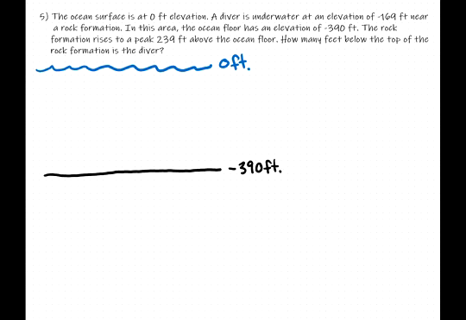We're also told that there's a diver, and that diver is at an elevation of negative 169. So the diver is down 169 feet. That's the distance from the surface, not from the ocean floor. So the diver is down 169. And now the rock formation is up from the ocean floor 239 feet.